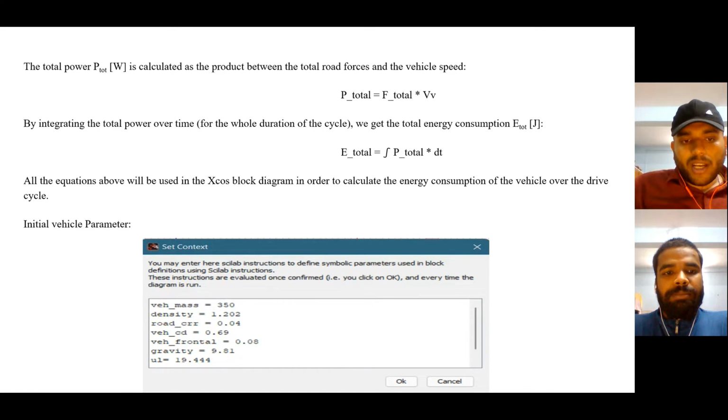Here, for example, vehicle mass, density, the coefficient of the resistive force, drag coefficient also, the frontal area of the car, gravity, and the final velocity, which we can get from the drive cycle. Next slide.